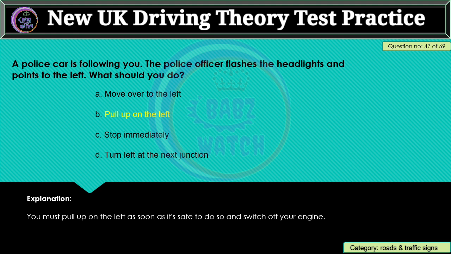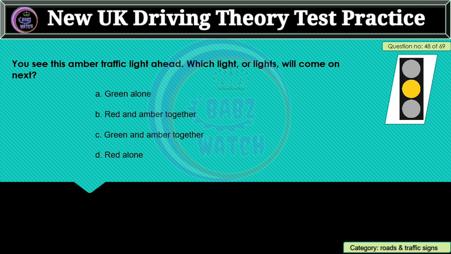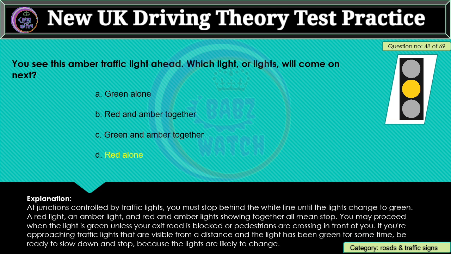Explanation: you must pull up on the left as soon as it's safe to do so and switch off your engine. Question 48 of 69. You see this amber traffic light ahead. Which light or lights will come on next? A. Green alone. B. Red and amber together. C. Green and amber together. D. Red alone. The correct answer is D. Red alone.